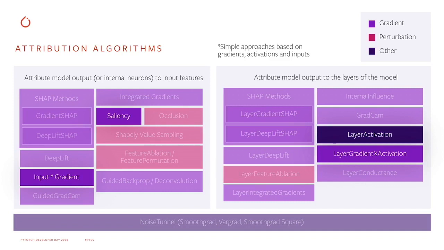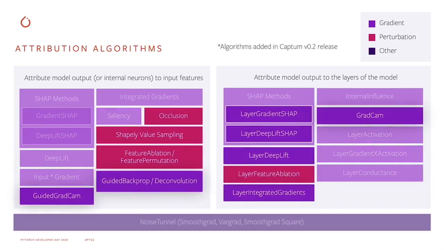Some of these approaches are baseline simple approaches, such as saliency and layer activations. These approaches we also had in our first release. On this slide, we can see all the approaches, highlighted all the approaches that we added in the second release. So as we see, this includes a number of perturbation-based approaches such as occlusion, Shapley value sampling, feature ablation, feature permutation, and also layer variants for different types of algorithms.